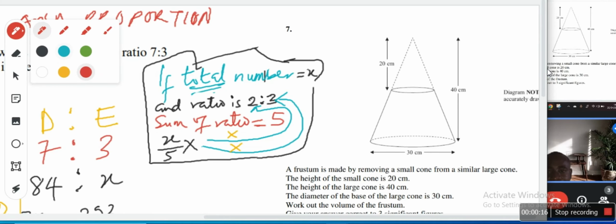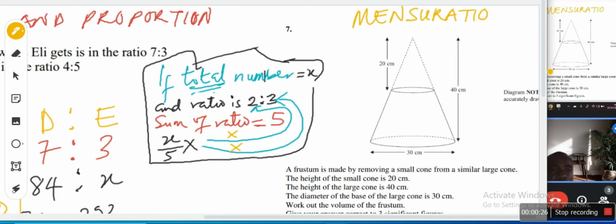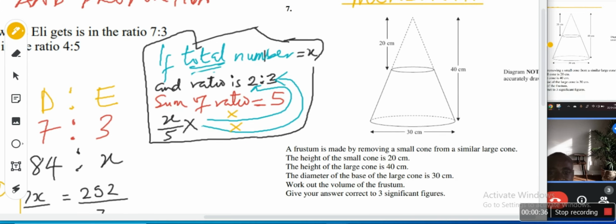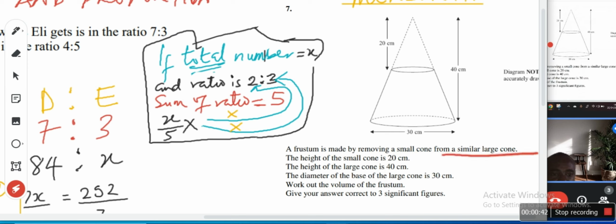All right. So that's mensuration, talking about measurements of volumes, of area, of perimeter. This aspect of geometry. Mensuration. All right. This first question says, a frustrum is made by removing a small cone from a similar cone.